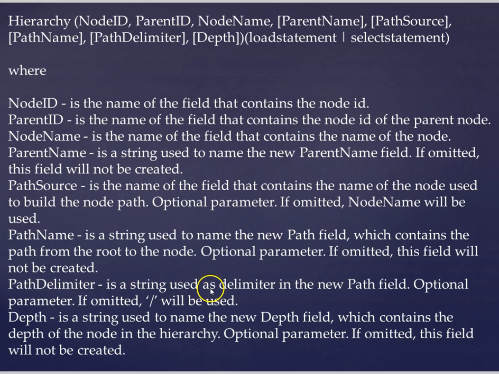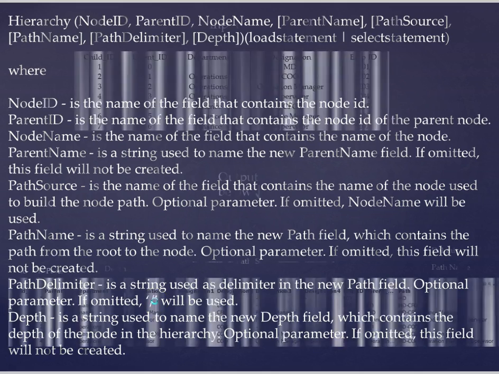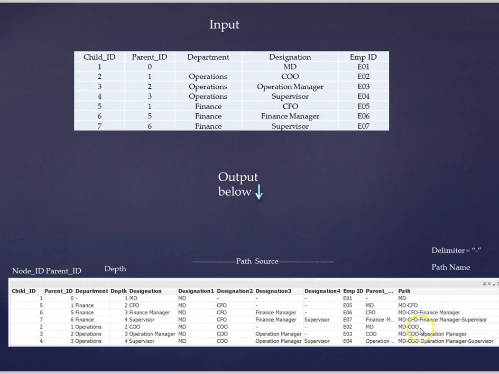If you are not specifying anything, like in my case I have defined the dash, then the forward slash will be used as the default one. So if you have a choice, then please do specify it. So now let's go to QlikView and see the script.